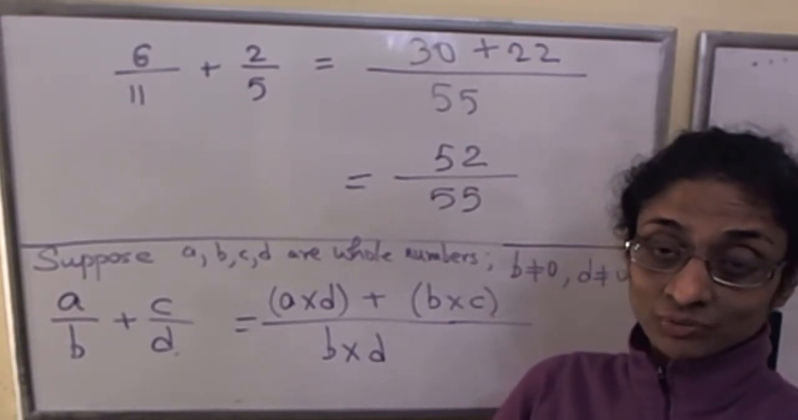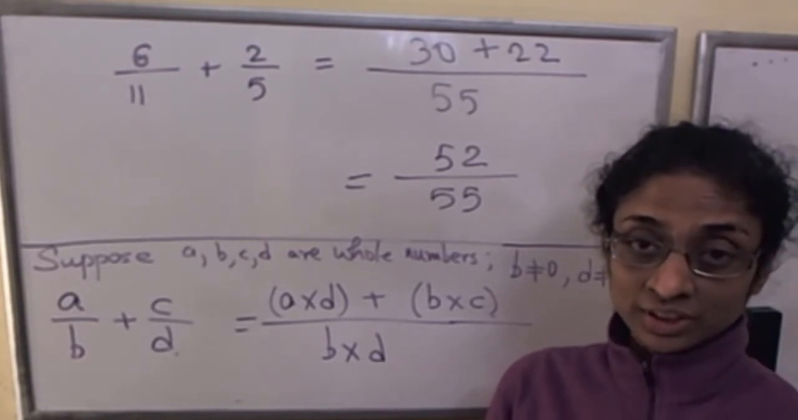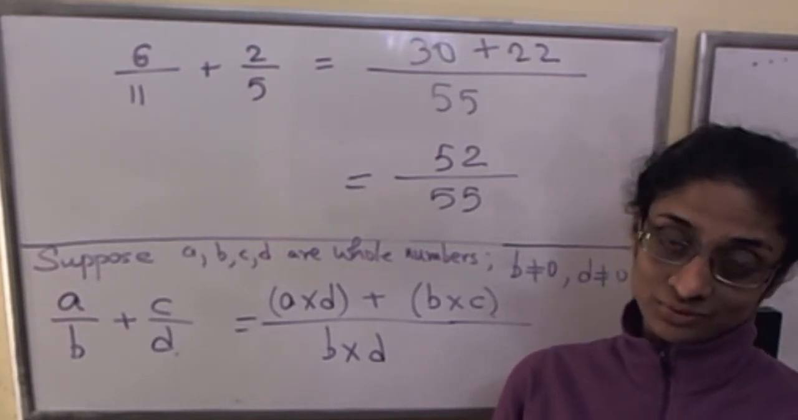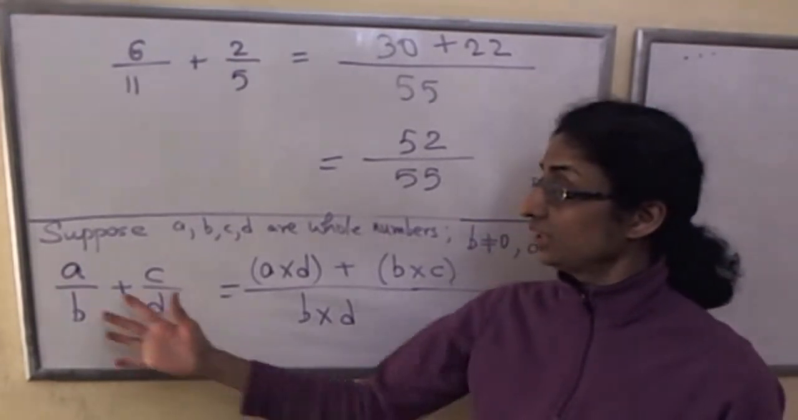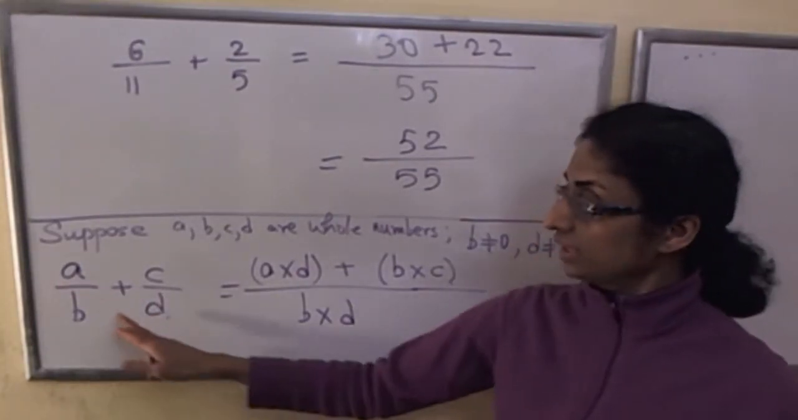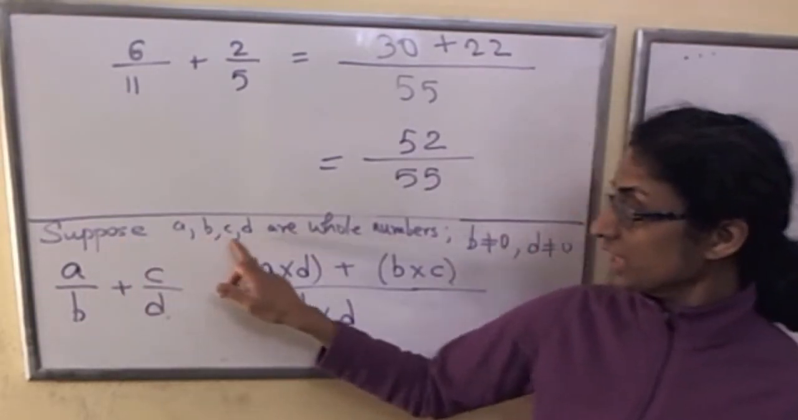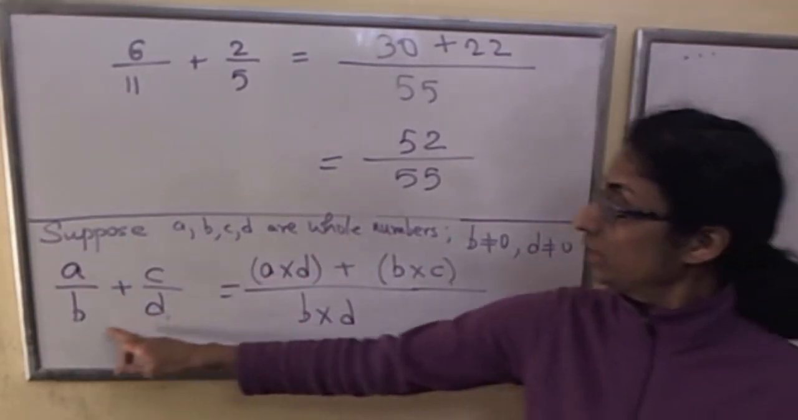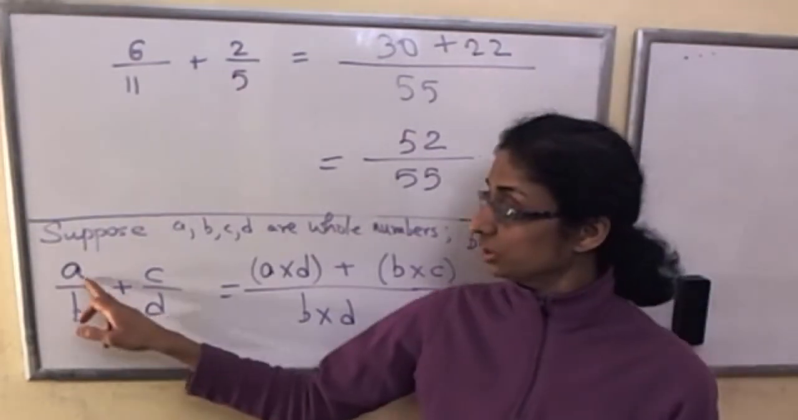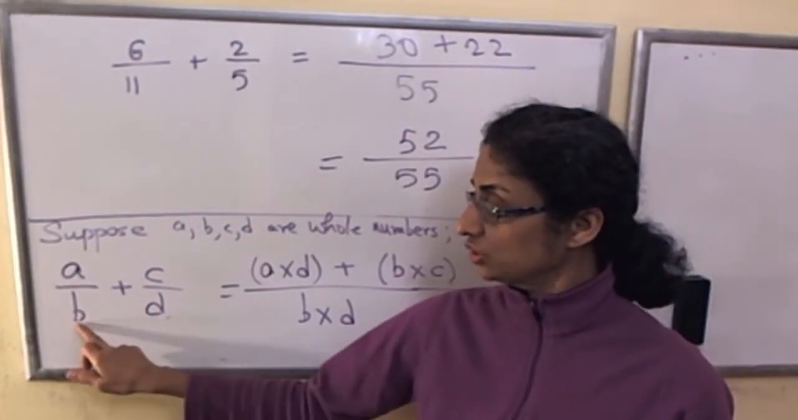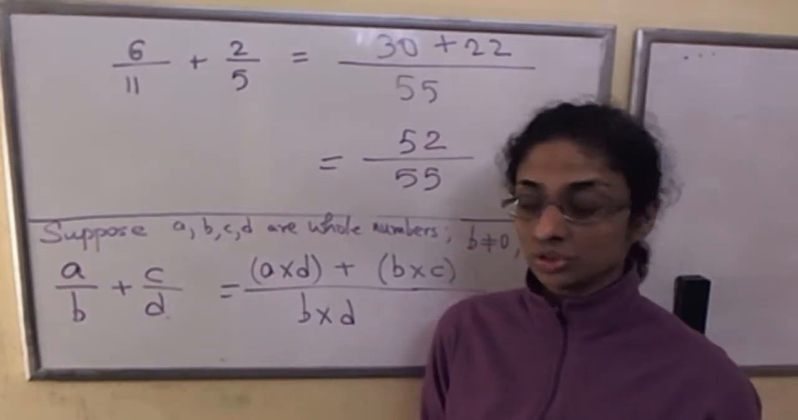So we've done a lot of things today. Let me quickly summarize all the things we've done, and I'll do the summary in a general setting. Let's look at this here. Suppose A, B, C, D are whole numbers. B is not 0, D is not 0. Other than that, you can pick any whole numbers you like for A, B, C, D. Just don't pick zeros in this position.